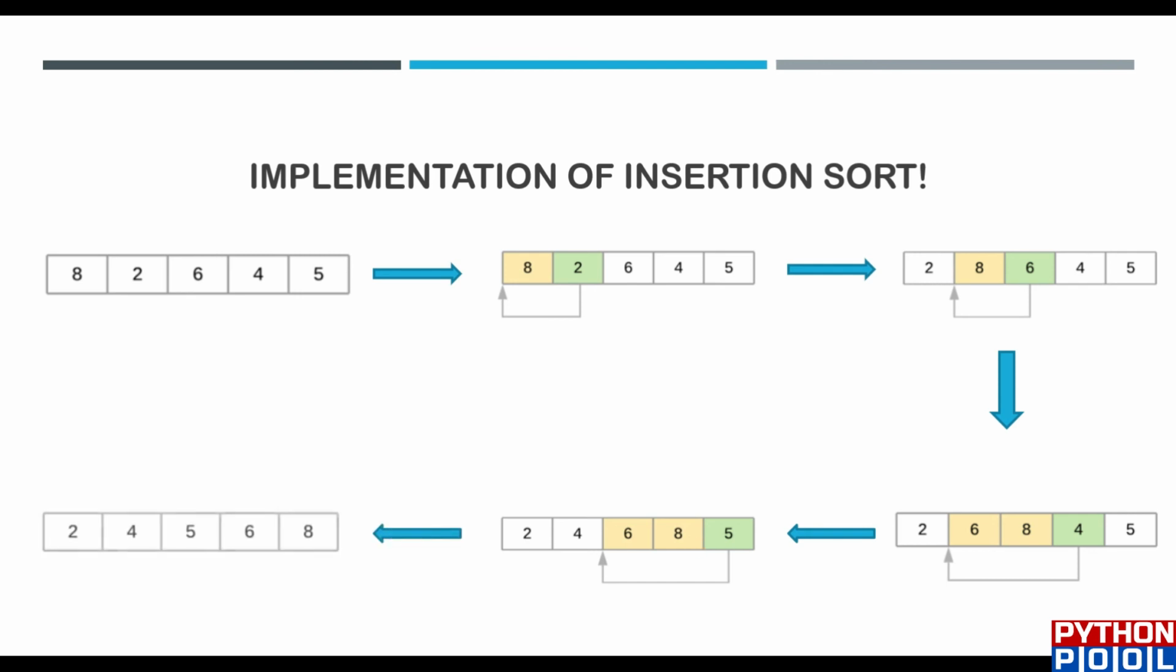Now 5 is compared with 6 and 8 and found to have the correct position after 4 but before 6. So 5 is placed in the middle between 4 and 6. Now once again 6 and 8 are compared and it found that there is no change. So we got our final sorted array, that is 2, 4, 5, 6 and 8.